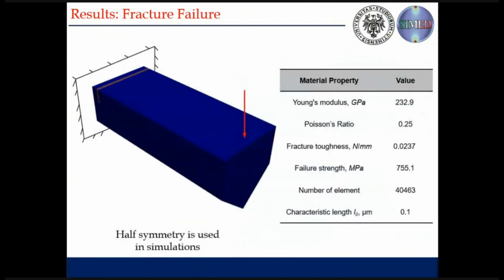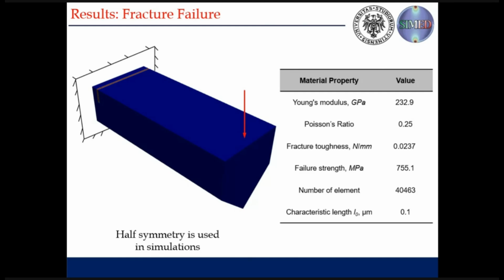Now, if we perform just the fracture failure of a specimen, the cantilever specimen that I have shown earlier. So we have this specimen, and we have a pre-crack on the left end, and the left end is fixed, and we applied a controlled displacement on the right end. And using these material properties, we perform the simulation.